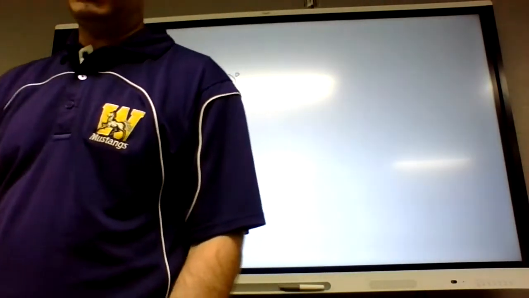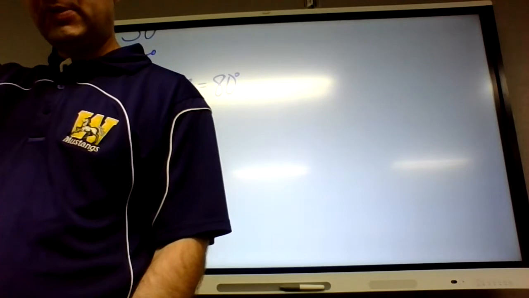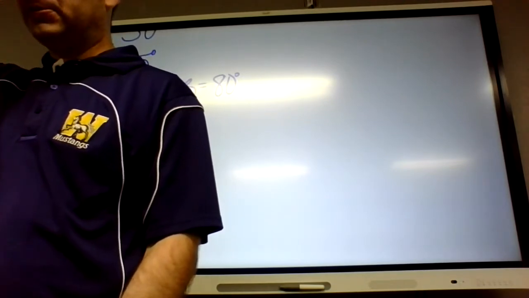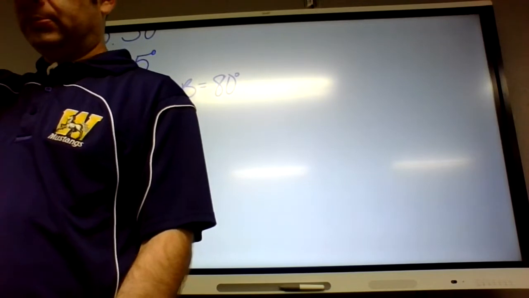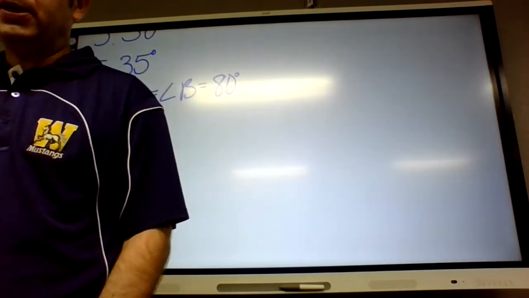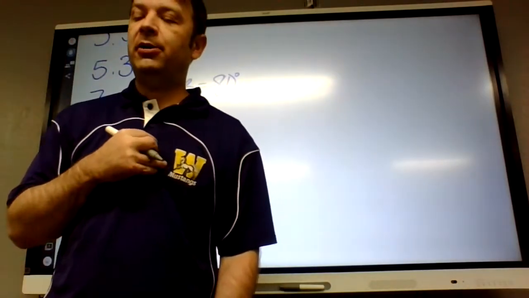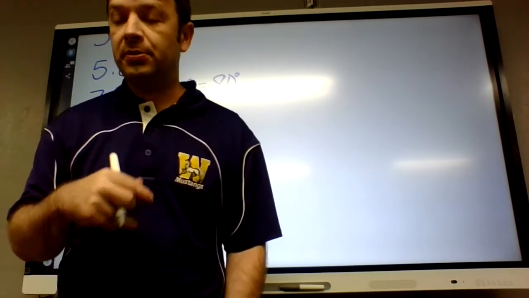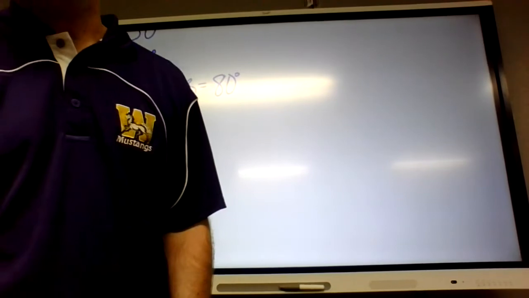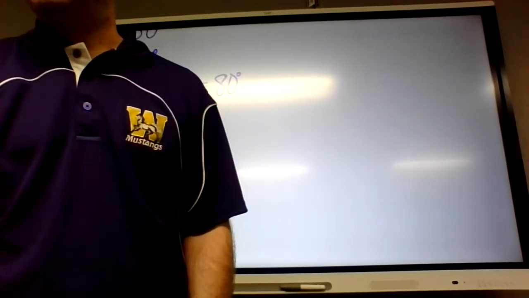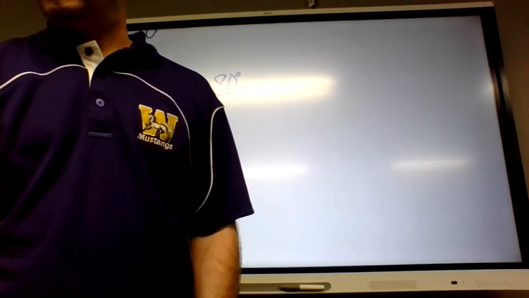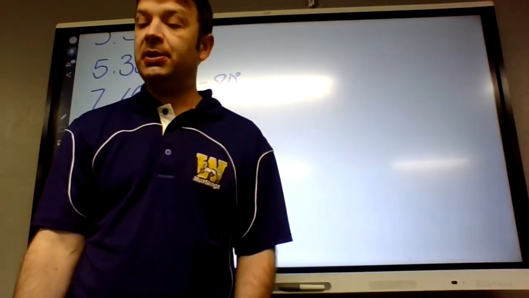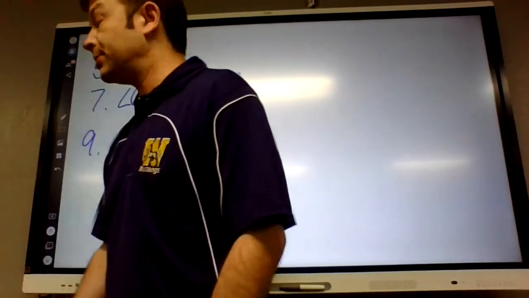Number 9. Uh-oh. How can we do number 9? Okay, what could I use to represent angle Q? X. Do you guys see where he got that from? Because the base angles have to be the same. If angle P, yes, one of the base angles is X degrees, that means Q is X degrees.